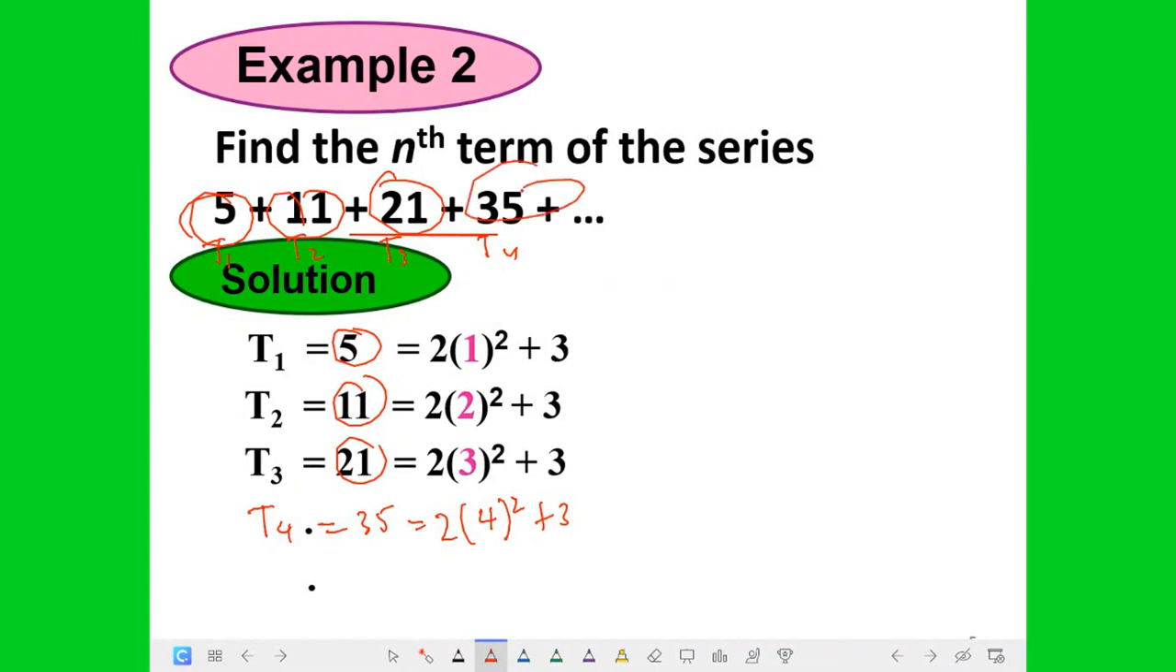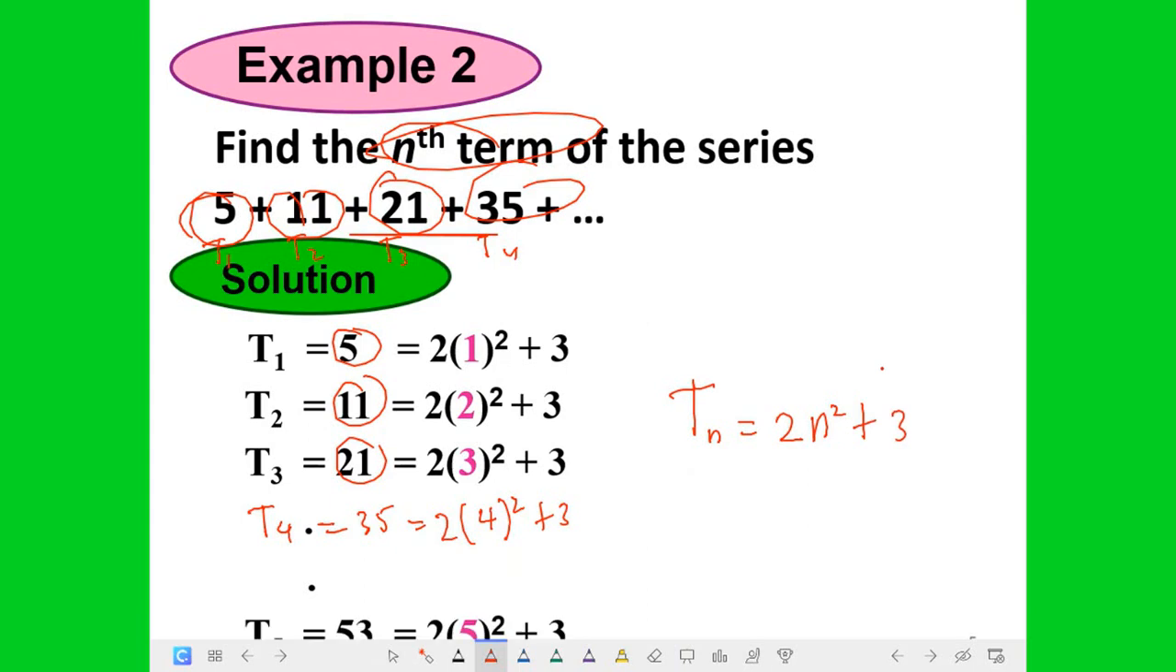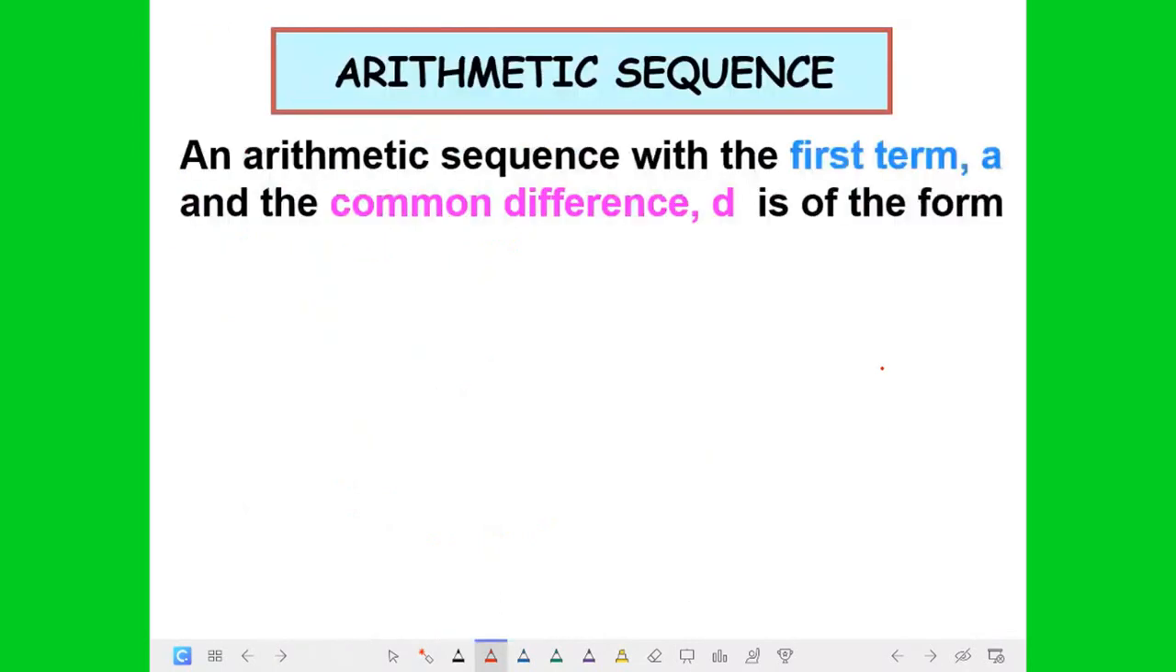So there must be a pattern. Tn is equal to 2n squared plus 3. Now this is the pattern. This is just an introduction for how to create the formula of Tn. So you don't have to worry about this. It's just for introduction. Don't worry. Now we go into the real topic.